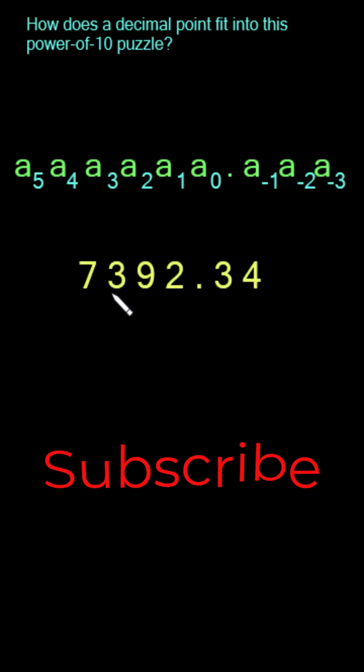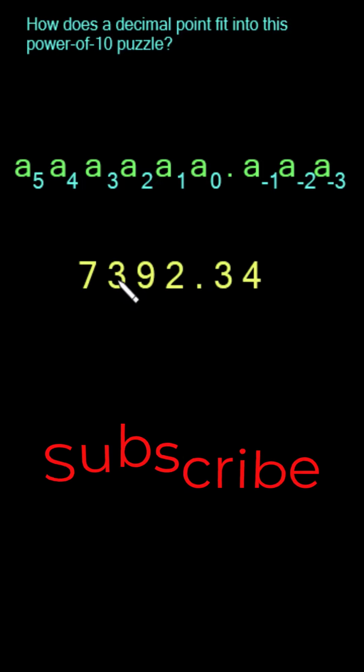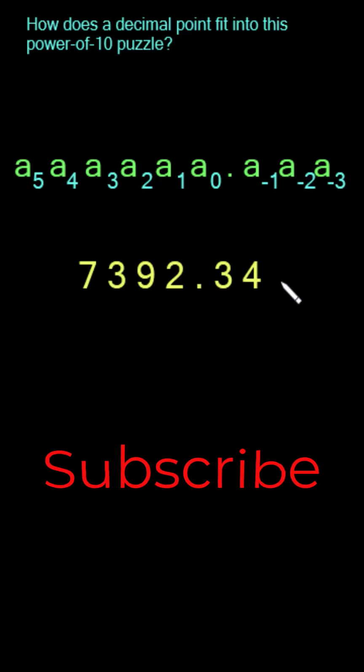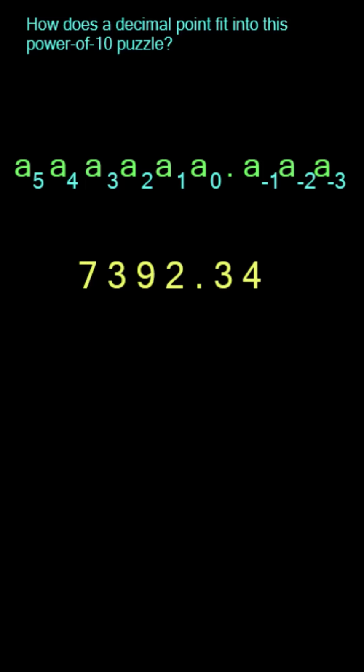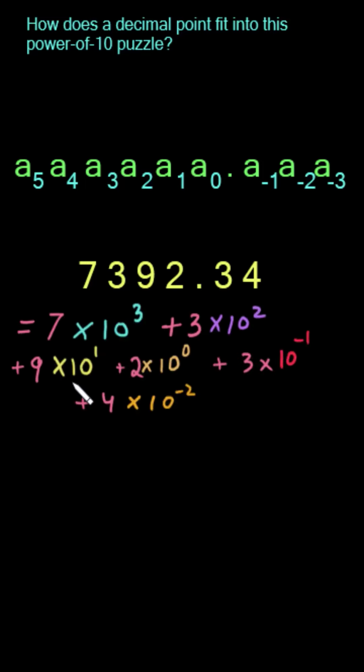For example, we have 7392.34, and another way this can be written is 7000 plus 300 plus 90 plus 2 units. So 7 times 1000 plus 3 times 100 plus 9 tens plus 2 units, plus 3 and 4 multiplied by 10 raised to the power minus 1 and minus 2.